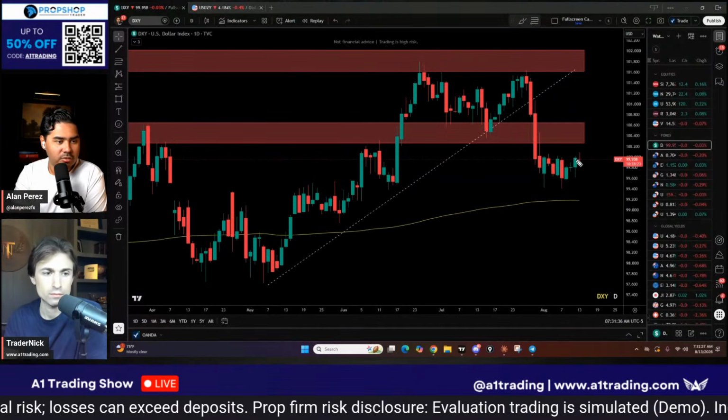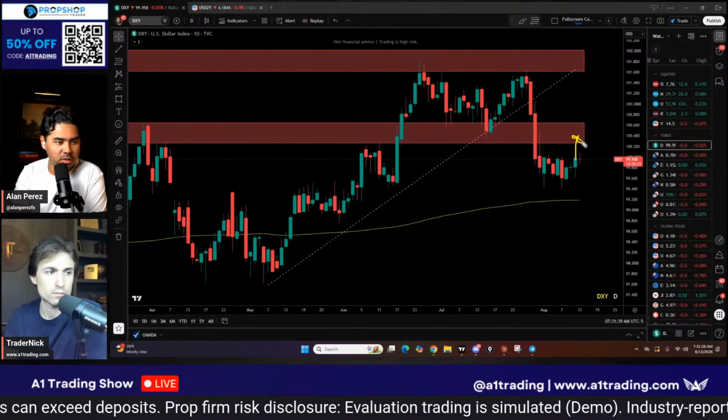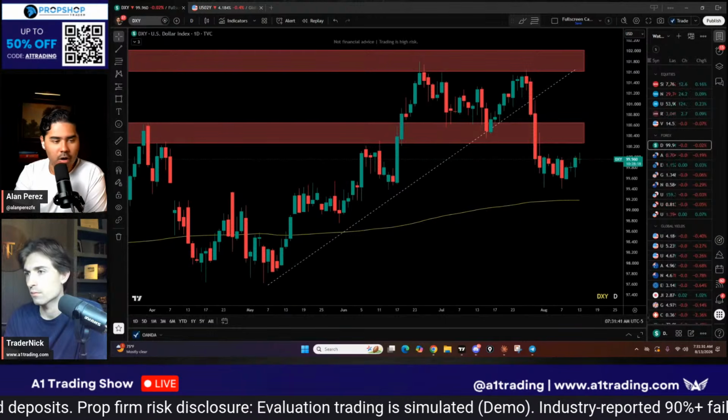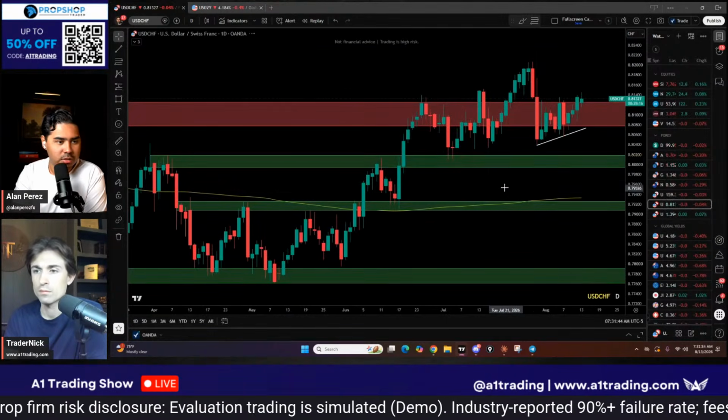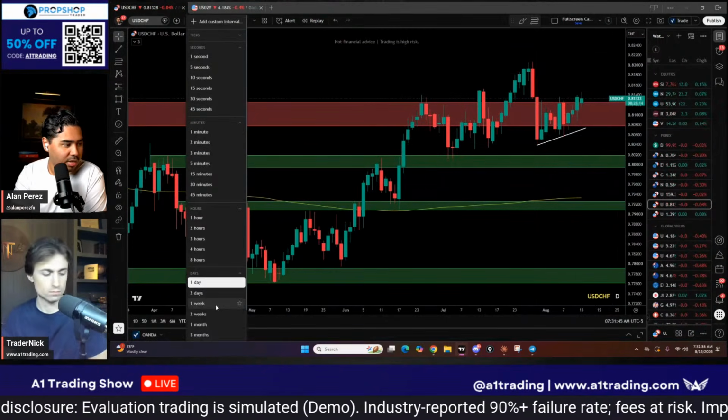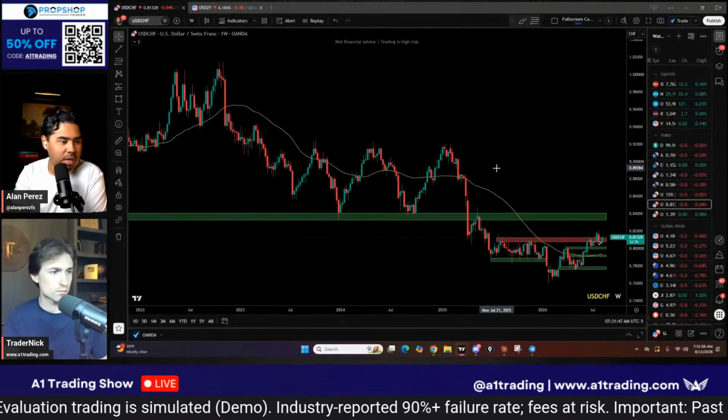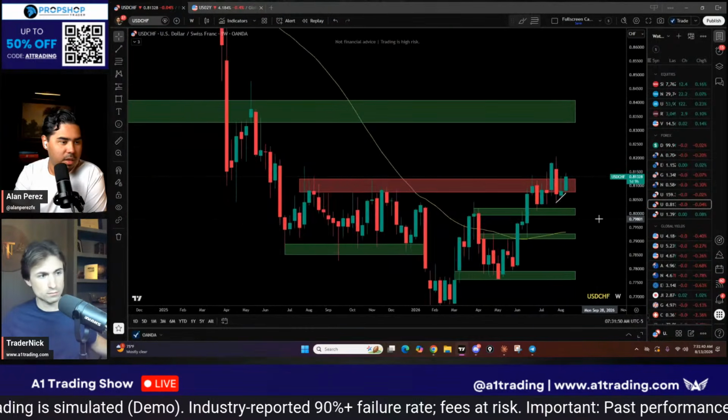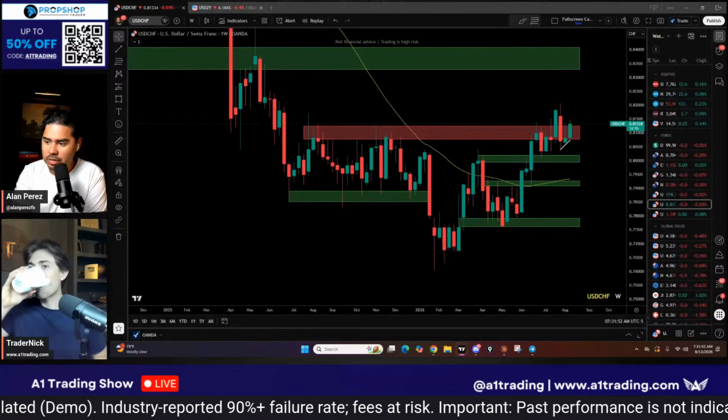A pullback in DXY up to here will look quite nice to go ahead and short it at a, you can call it, relative premium. I like dollar Swiss too a lot, man. If you go to a weekly time frame on the short dollar story, the technicals, I like this level here.